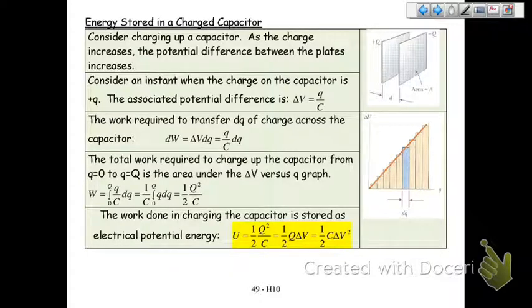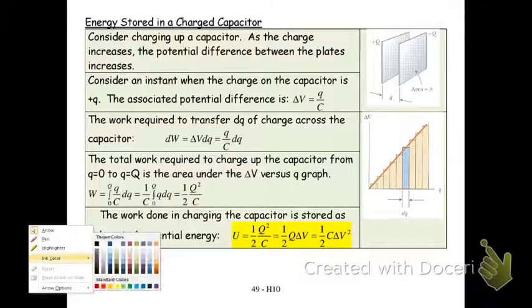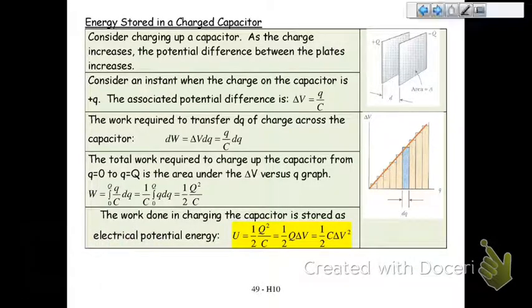So let's talk a little bit about the energy stored inside a capacitor. What we do is we basically say, consider charging up a capacitor. As the charge increases, the potential difference between the plates increases. It's literally like taking a spring and compressing it. As you compress it, the thing resists you more and more. As you put more electrostatic charge on those plates, adding more is harder and harder to do.